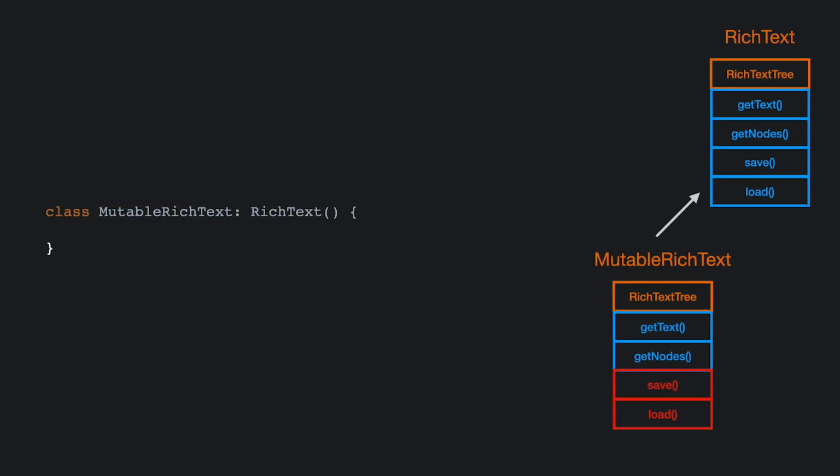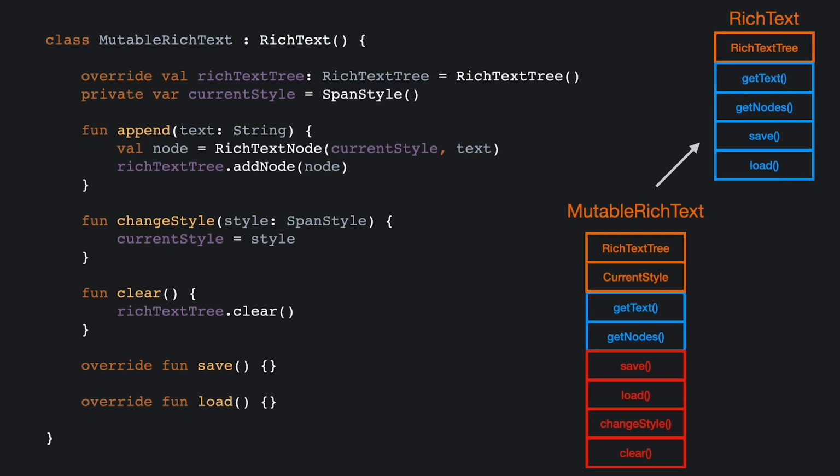Now we want to add a new class that has more functionalities. We can call it ImmutableRichText, and we want this class to be like we can append text, change the style, clear the text, and we can even add selection and position of cursor and so on. So this class is going to be something like a class that can be used with a rich text editor.